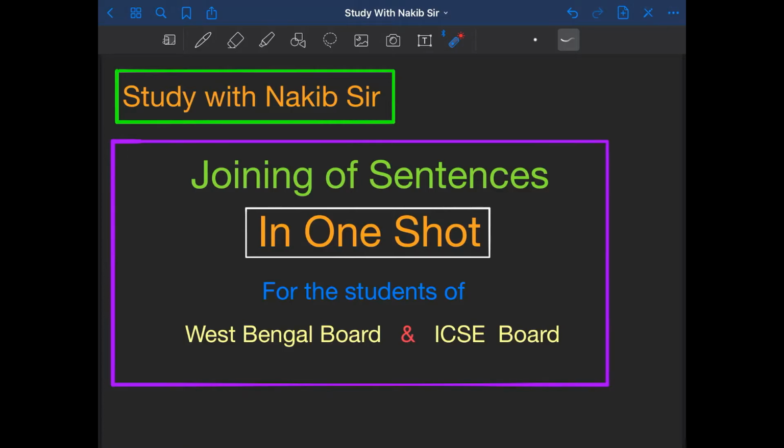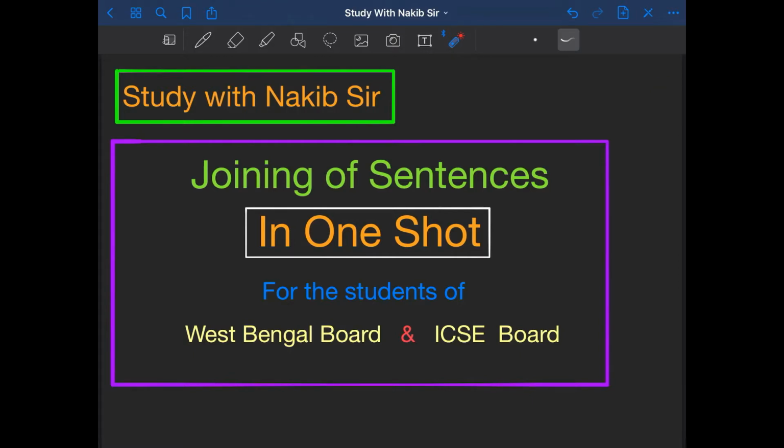Welcome back, students. Today I am going to discuss joining of sentences in one shot for the students of West Bengal Board and the ICSE Board. If detailed information and discussion on the subject is necessary, you may go back to the lesson series from part 1 to part 10. Our present lesson is joining of sentences in one shot for the students of West Bengal Board and the ICSE Board.